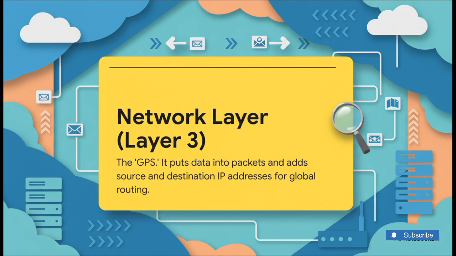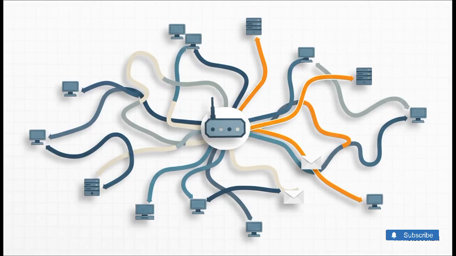It stamps each packet with the source and destination IP addresses. You can think of an IP address as the full unique street address for any computer anywhere in the world. So yeah, this layer is all about finding the best route. It looks at that destination IP address, and like a master navigator, it charts the most efficient path for that packet to take through the internet's incredibly complex web of networks.